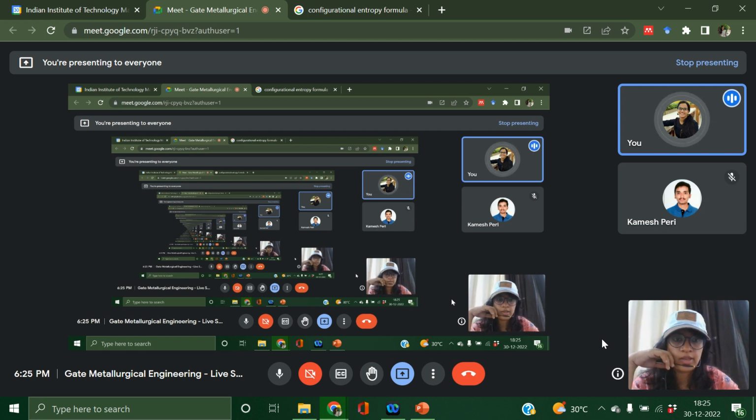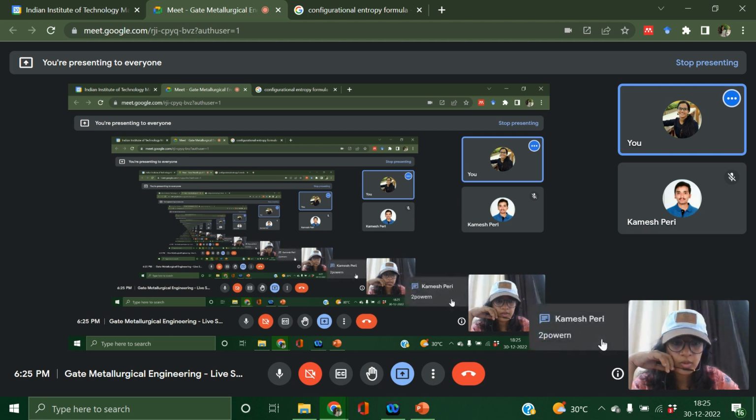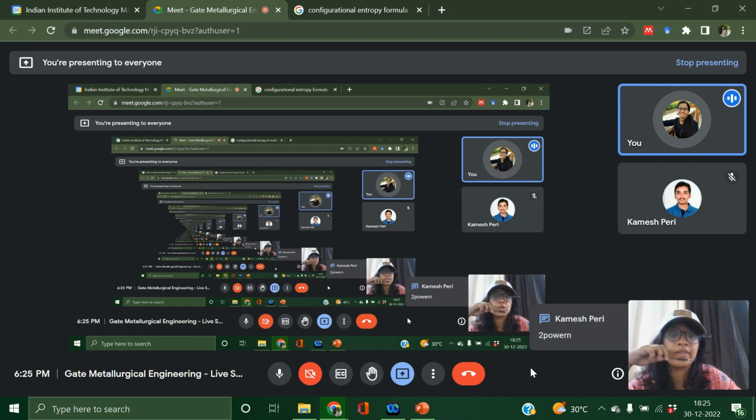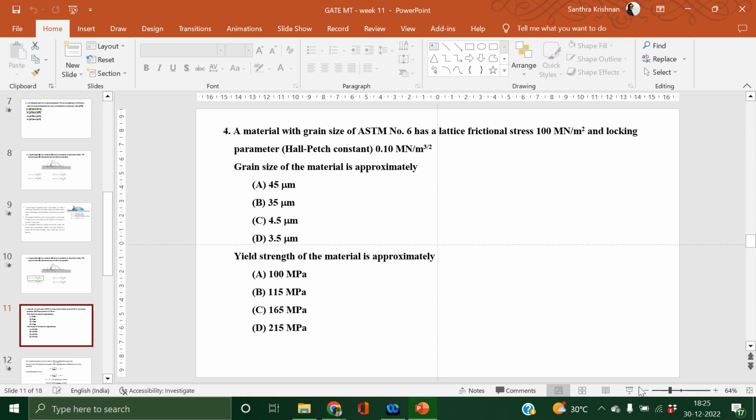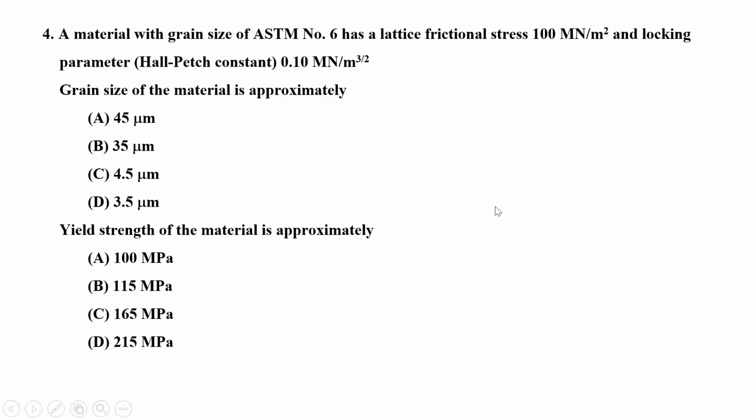If not, I will explain, no issues. 2 power n. Actually, it's 2 power n minus 1. Okay, that's a good attempt. So we'll see how to answer this particular question.